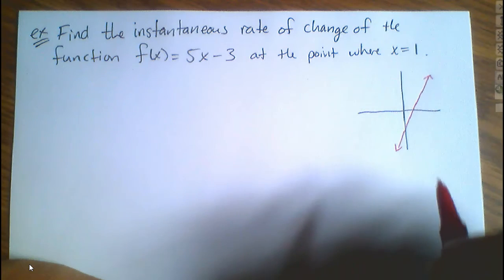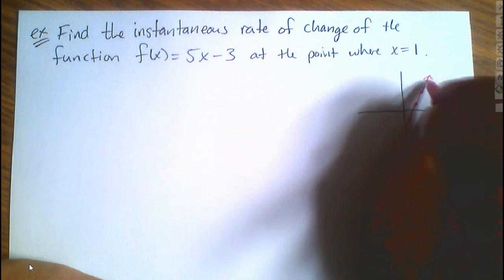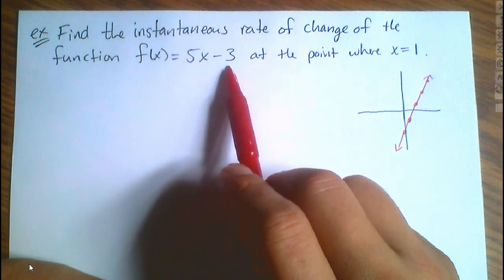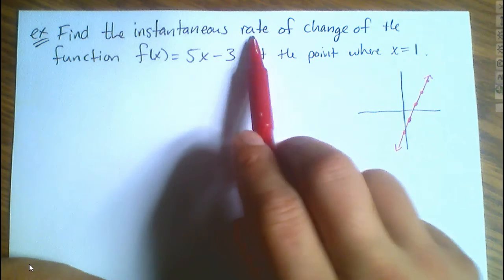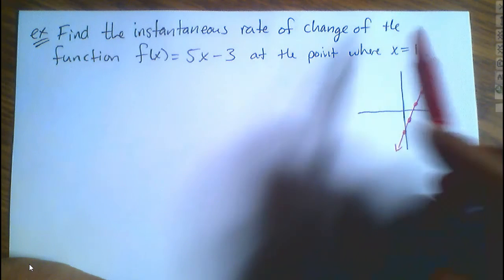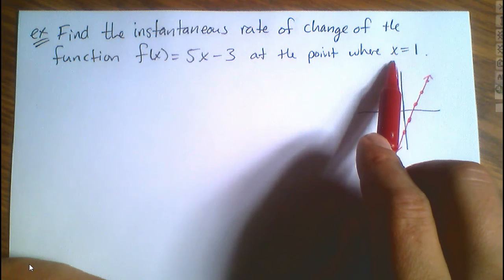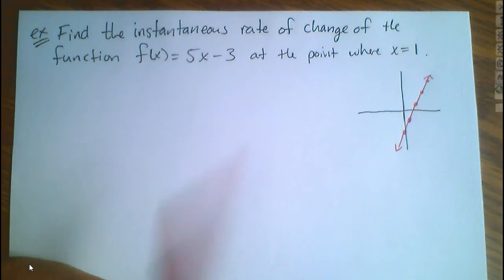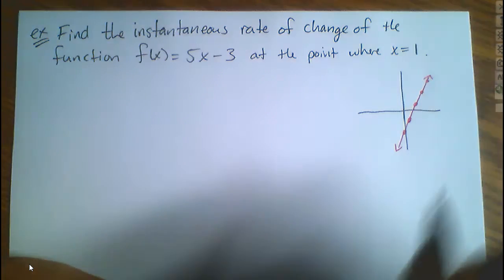So we already know the answer to this, right? The rate of change at any point on this line is the slope of that line, and we know the slope of this line is 5. So we should be getting an instantaneous rate of change at any point on the line. Doesn't matter if it's 1, 2, 3, -5, whatever. The instantaneous rate of change for this function is always 5. So let's go through our limit process for the derivative and see what we get, okay?